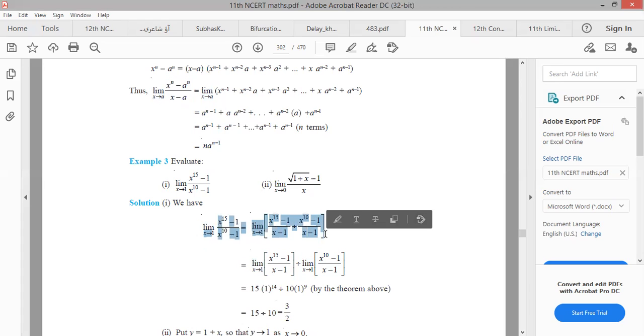The limit as x tends to 1 of (x raised to the power 15 minus 1) divided by (x raised to the power 10 minus 1) is equal to the limit as x tends to 1 of (x raised to the power 15 minus 1) divided by (x minus 1), and it is divided by, this is the actual divisor that was given in the question, x raised to the power 10 minus 1.